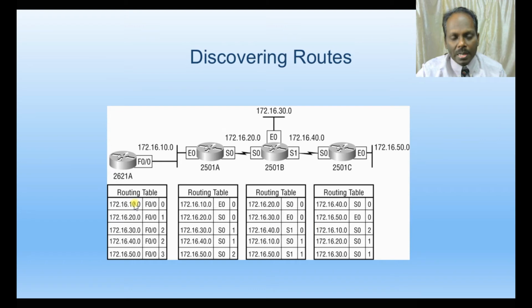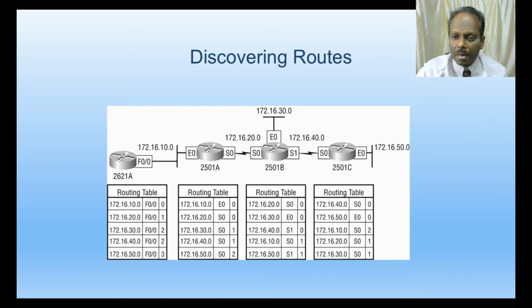So almost all of 10, 20, 30, 40, 50 are updated in almost all the routers. In this way, the discovery happens in RIP. But remember, there are a couple of limitations. RIP has a maximum of 16, and I wish to mention once again that 15 hops are reachable, 16 is unreachable.